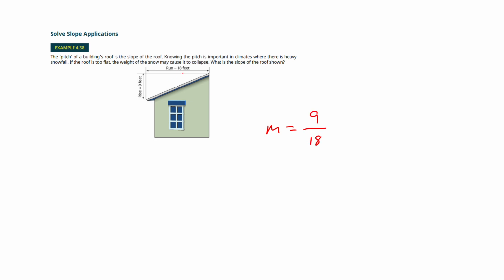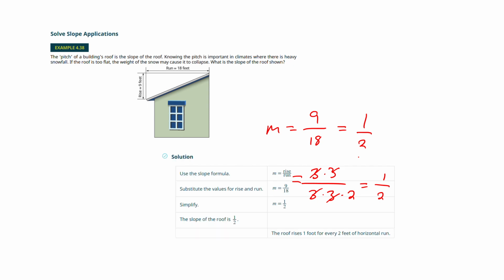It's 9 over 18. Now we could reduce this. So we could divide both of these by 9, and you see you get 1 over 2. Now if you're not sure what I'm doing there, this is really what we're doing. I just turn the numbers into their factors. Remember this from all the way back. You can cancel those factors. Now you can't leave the top empty. You've reduced that down. There's a 1 on the top, 2 on the bottom. So the slope of this roof is 1 over 2 feet or whatever it is.